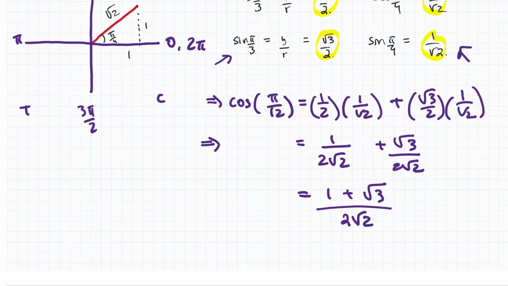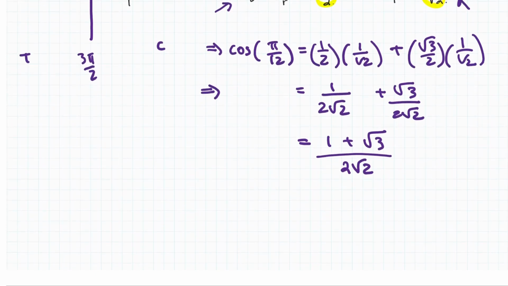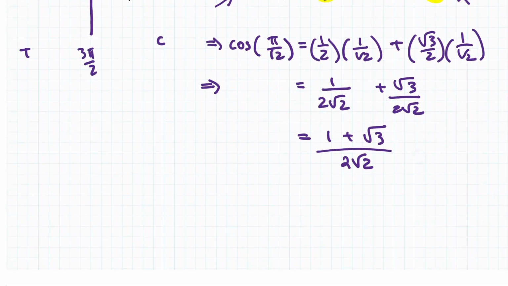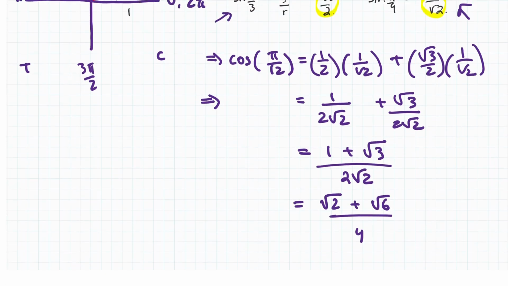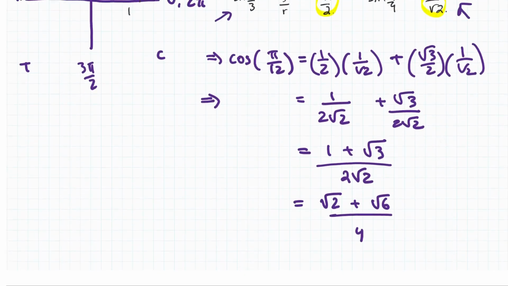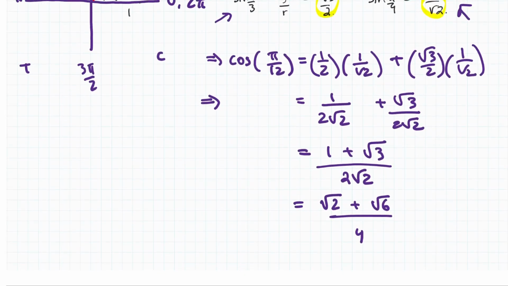You have the option to rationalize this if you want, meaning to get rid of the square root on the bottom. And if you were to do that, then your final answer would be root 2 plus root 6 over 4. So in that case, you would just be multiplying your numerator and your denominator by root 2 to get that.